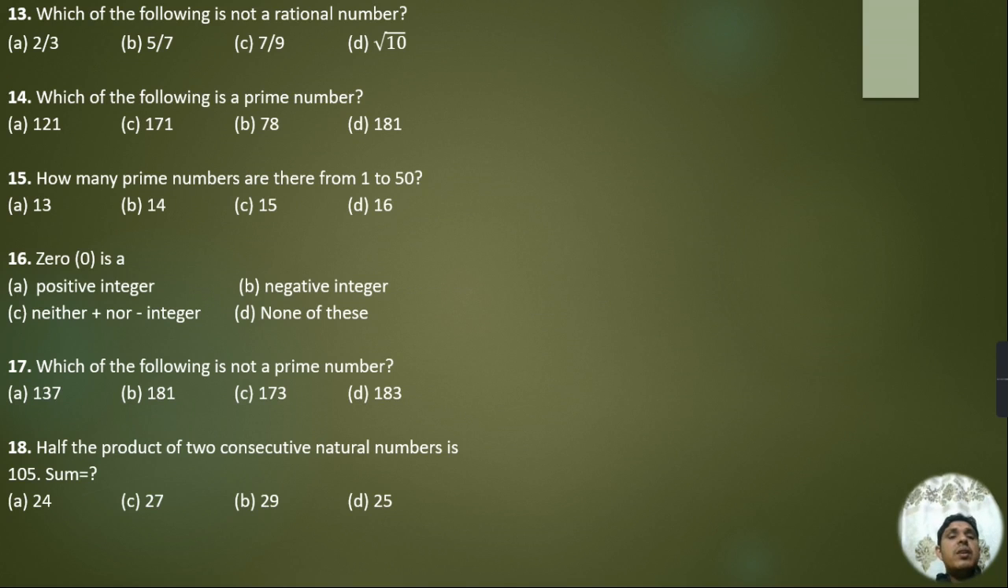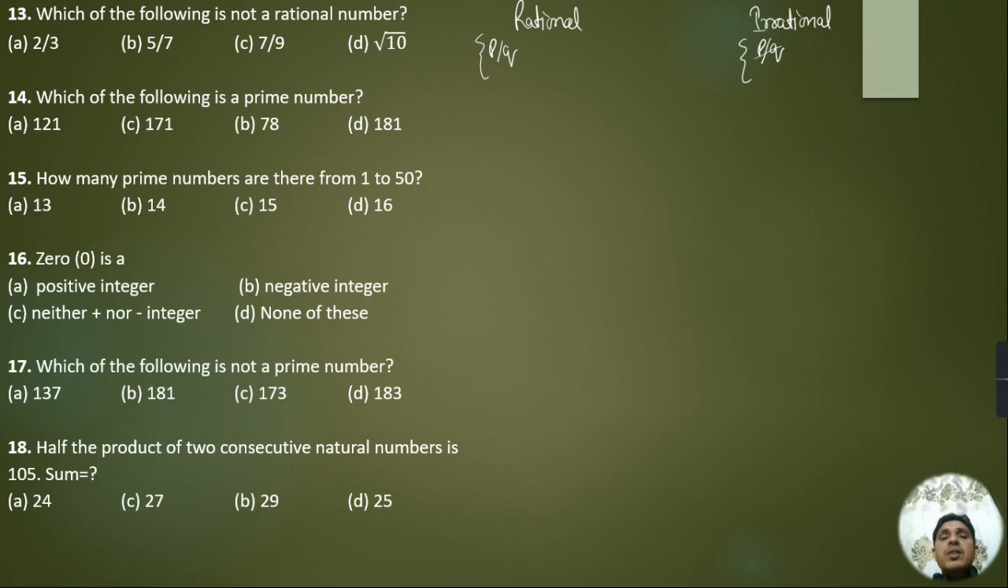Coming to the next question here, in question number 13, you have to find which of the following is not a rational number. So students, we have already discussed what is a rational number and what is irrational number. Let us discuss once again. Rational number is the number that can be written in the form of p by q, and irrational number is the number that cannot be written in the form of p by q, right? Students know this definition, but students sometimes don't know the real meaning of this definition.